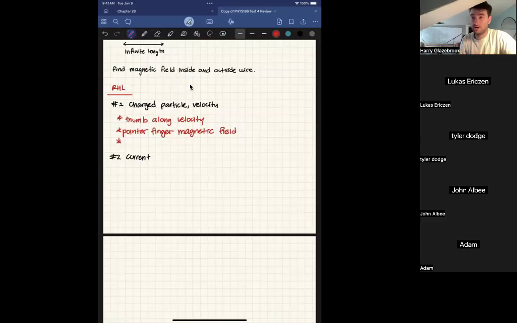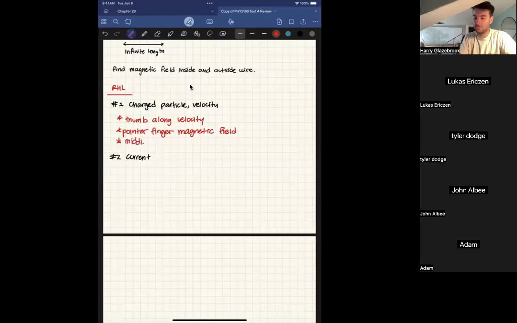Now, if you also want the direction of the magnetic force, you're going to have to use your middle finger. So thumb is velocity, pointer finger is magnetic field. Then you stick your middle finger out, and that's going to be in the direction of the force. Make sure that your thumb, pointer finger, and middle finger are all orthogonal to each other. They're all 90 degrees.